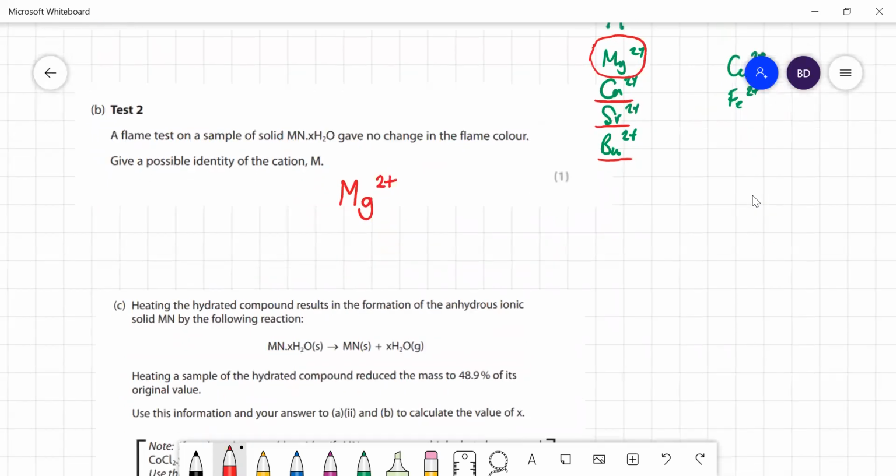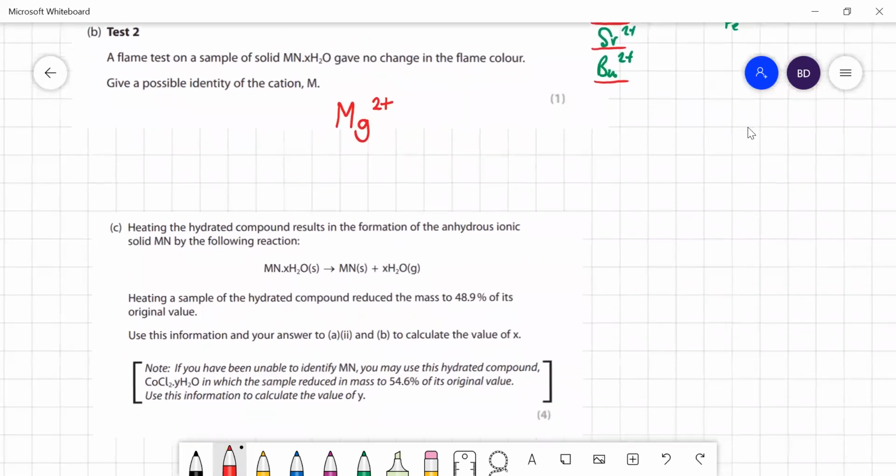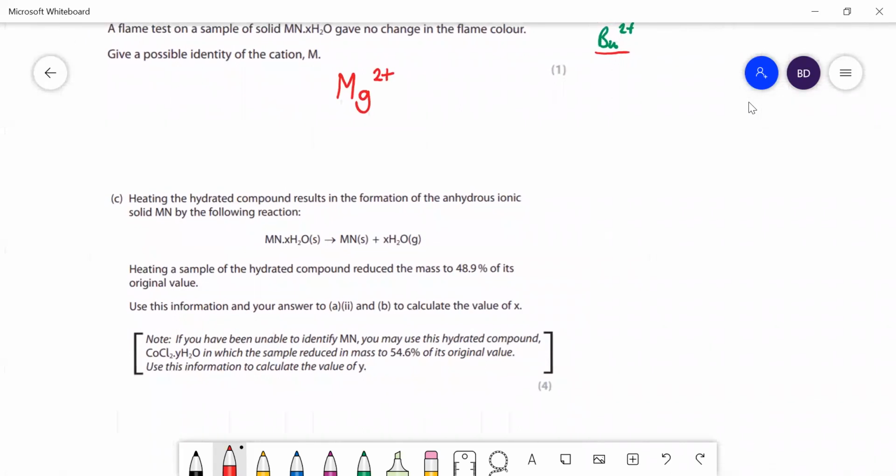Right, heating the compound results in the formation of the anhydrous ionic solid by the following reaction. Heating a sample of the hydrated compound reduced the mass to 8.9% of its original value. Use this information to calculate the value of X. Right, so I think we are going to have to presume that we do have magnesium there, so the compound must be magnesium sulfate. That would fit in because magnesium sulfate is soluble, so you can make a solution of it.